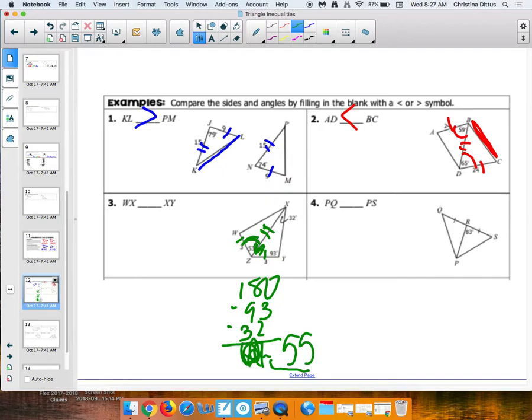So is 55 bigger or is 53 bigger? 55, so which side has to be bigger? XY is bigger, so WX is smaller.